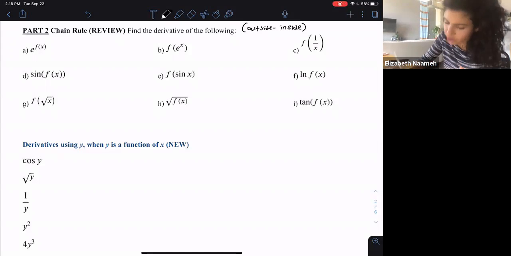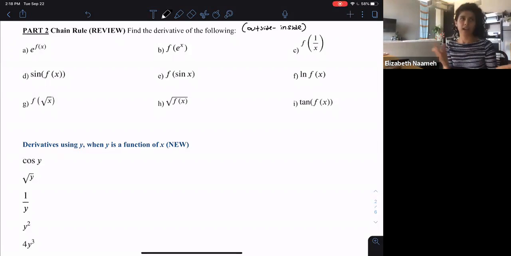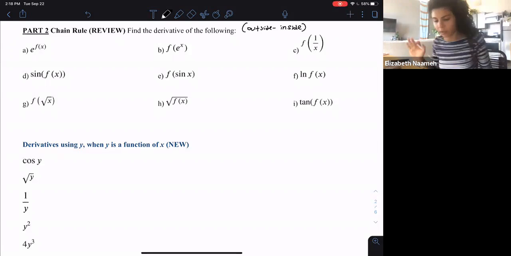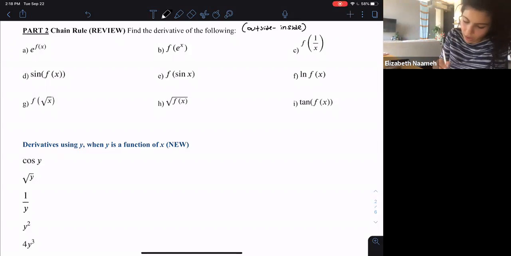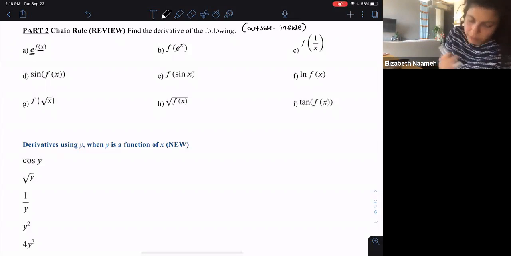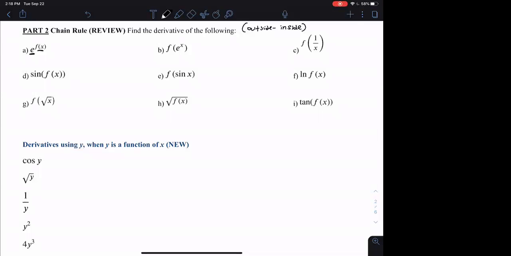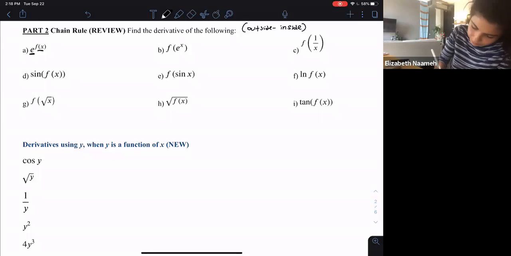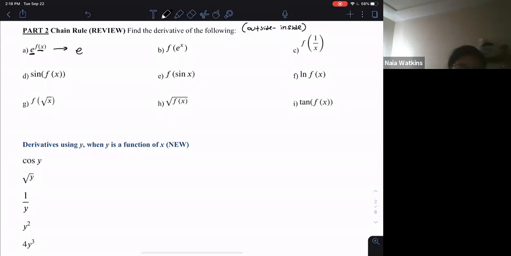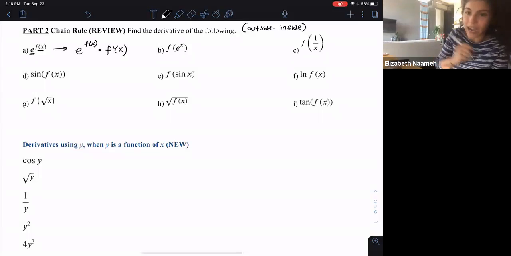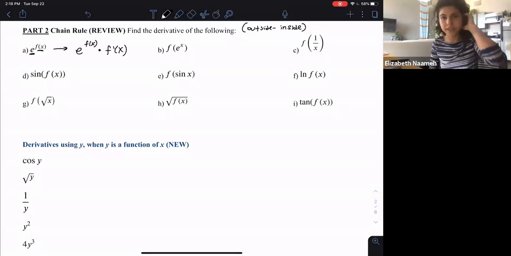I'm going to call the inside function monkey because it could be anything at all. It could be 2x plus 1, cosine, whatever. So let's look at A. Isn't this e to the power of monkey? Yes, because it's not just x. What's the derivative of e to the monkey? E to the monkey times the derivative of monkey comes afterwards. And the derivative of f is f prime.